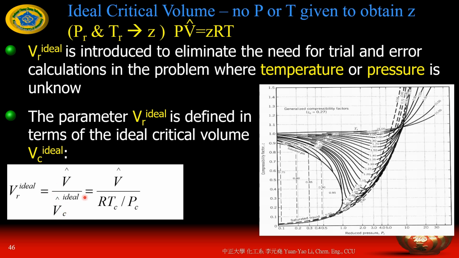But if this is ideal, you can use the ideal equation of state. So VR ideal will become, V_C will be replaced by T_C and P_C. So you know how to find T_C and P_C. As you rearrange this equation, you can get something like this: VR ideal is P_C times V over R times T_C.